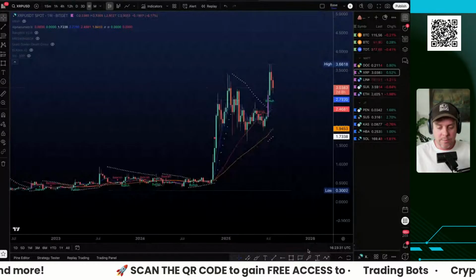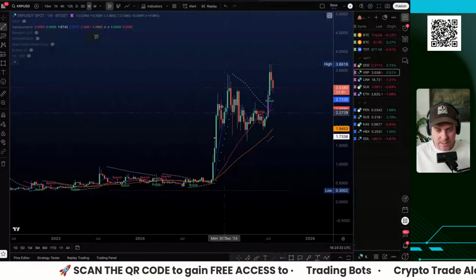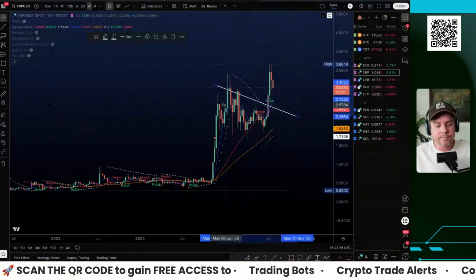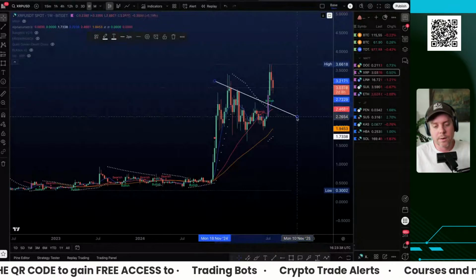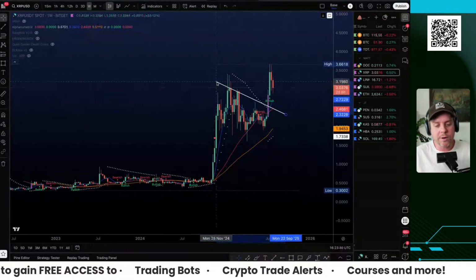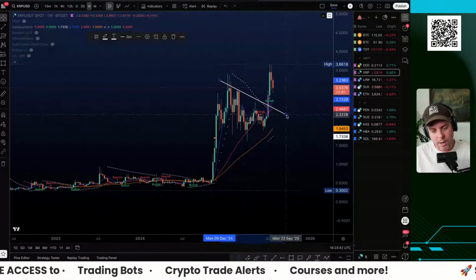This is a pretty standard-issue bull flag here. Bull pennant, bull flag, whatever you want to call it, however you want to draw it.